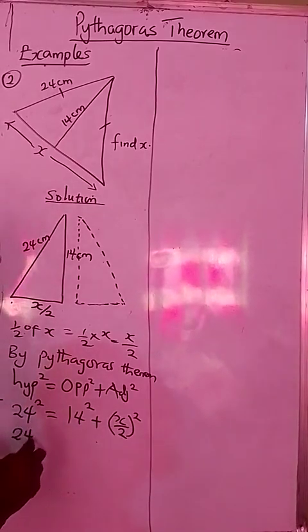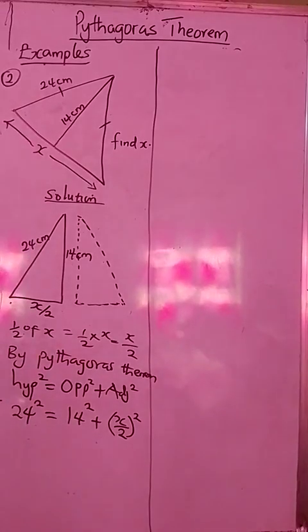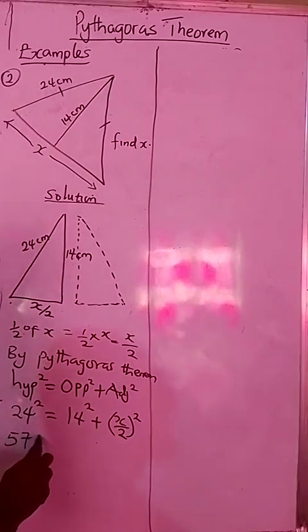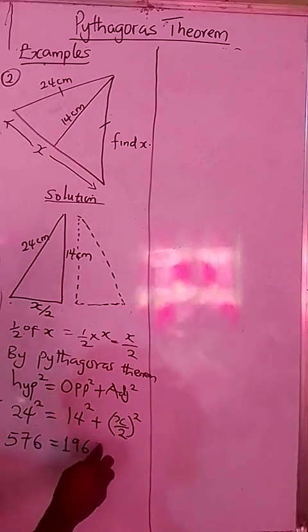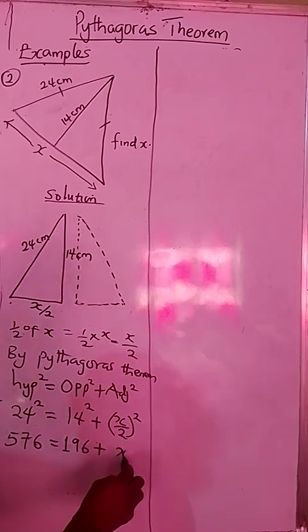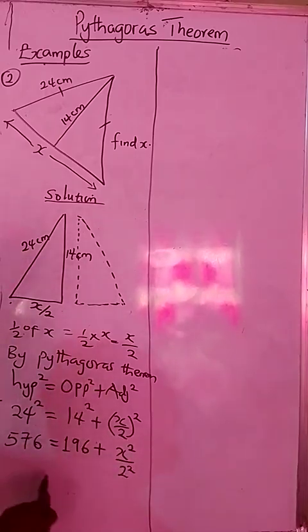So 24 squared. Okay, let me open that. So 24 squared. So what would that be? That should be 256. Let me confirm. 24 squared, or 576 rather. So that would be 576 equals to 14 squared, which is 196, plus x over 2 squared. That's the meaning of this.